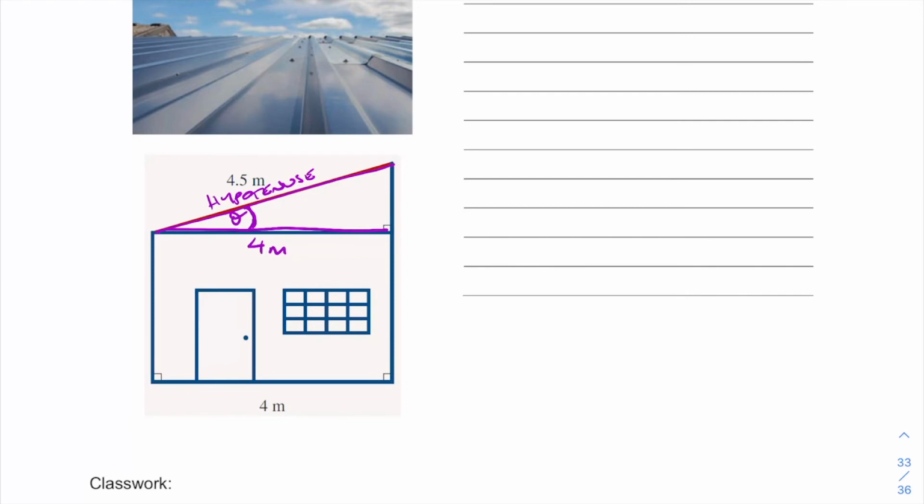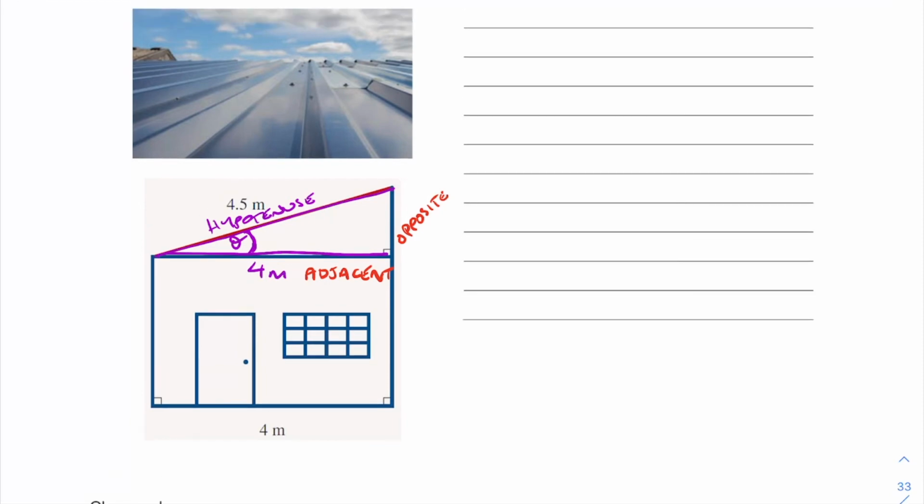So this is what we're going to set up. Again, we just need to label things. We've got our hypotenuse, here's our adjacent, and here's our opposite. Because we're using hypotenuse and adjacent, we're going to use the CAH part of SOHCAHTOA. So we want cosine theta equals A over H this time instead of O over H. I substitute in what I know. I don't know theta yet, that's what I want to know. And put in the adjacent and the hypotenuse.